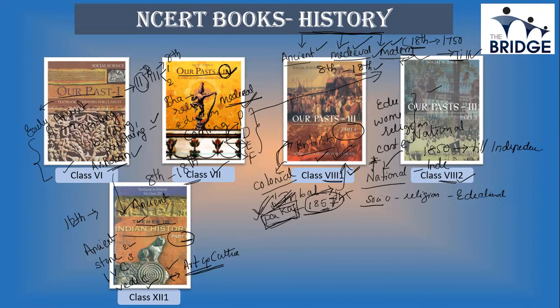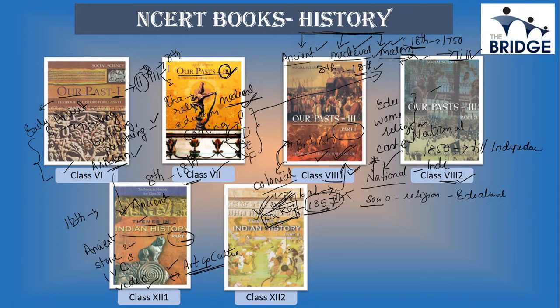Now moving on to the second part. In the second part, it deals with the medieval period. Whatever we have discussed in class 7th, with a little bit more elaboration and more research, has been compiled in part 2 of the 12th class book. In the 12th class part 2 book, the medieval period is covered, particularly from the aspect of travelers.